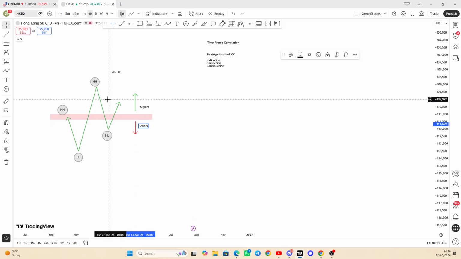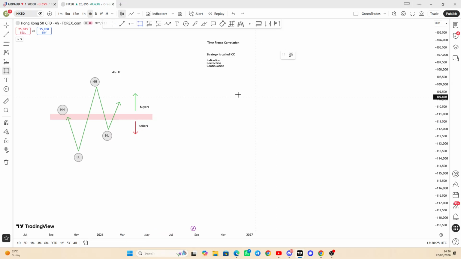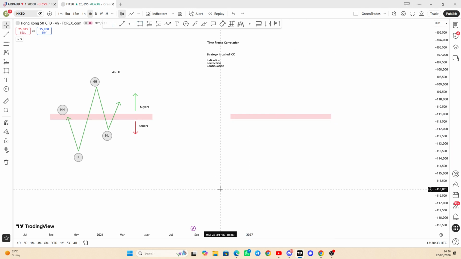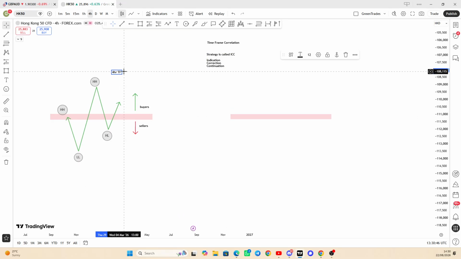So if you see this on the 4 hour time frame, you want to see the same thing happening on the lower time frames. And don't forget, when it comes to the correction and continuation, from the videos that we've explained before, we've already told you that you have to go to the 15 minutes time frame or the 5 minutes time frame to get your corrections and your continuation.